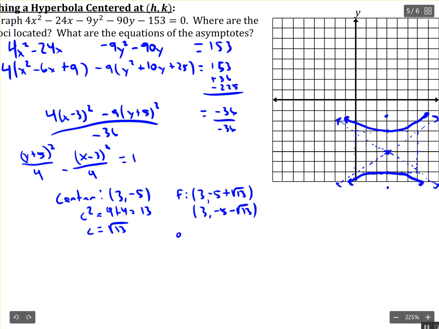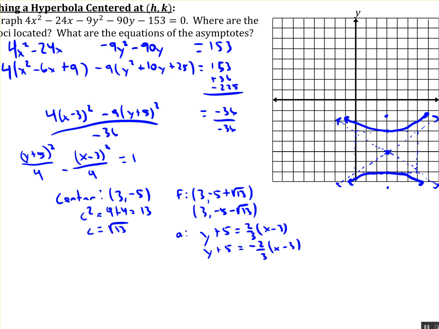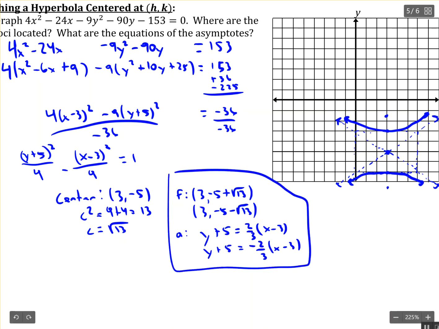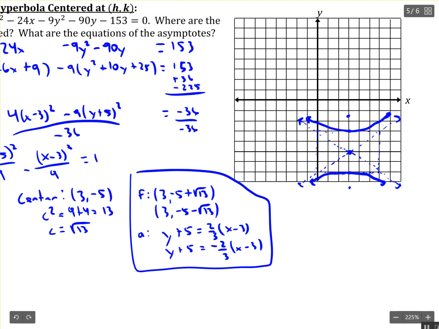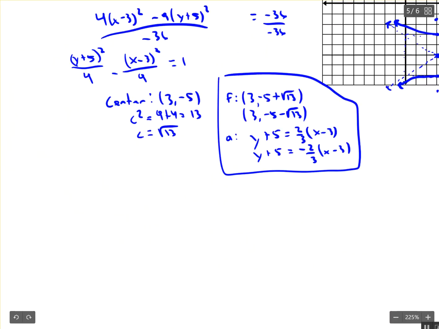Now we need our asymptotes. Again, the slope is going to be up 2 over 3, so it's going to be 2/3. And we're centered at, again, (3, -5). So it's y plus 5 equals 2/3 (x minus 3), and y plus 5 equals negative 2/3 (x minus 3). And those are the things it asked for. And we got our graph, and we got everything. All right.